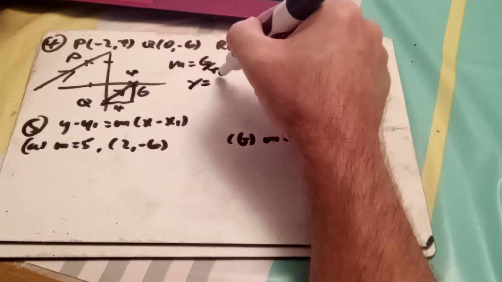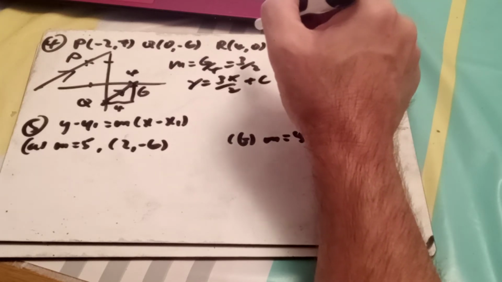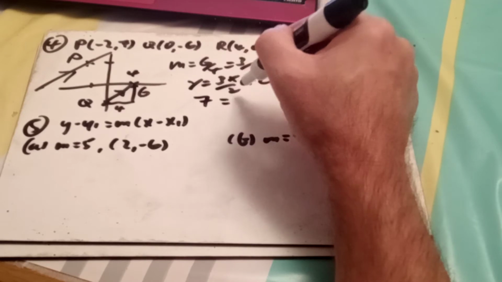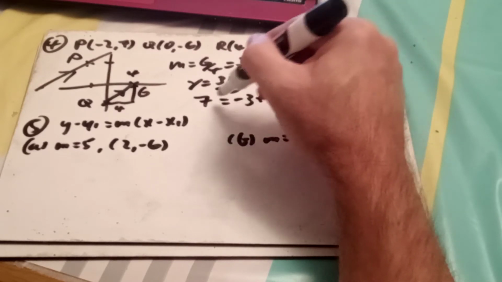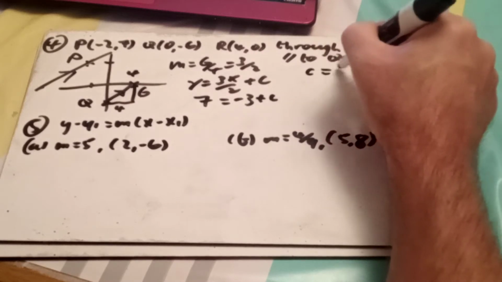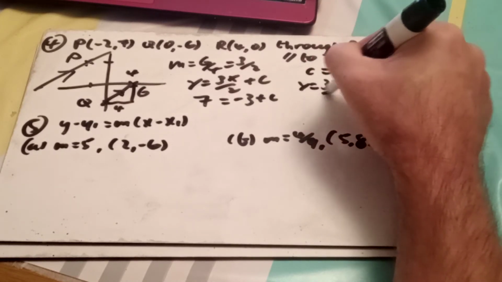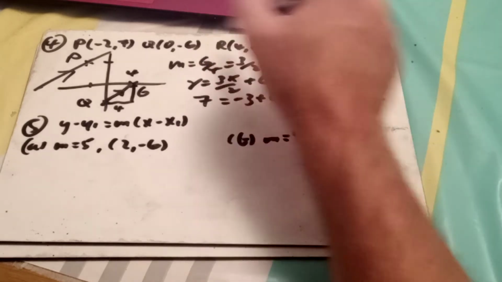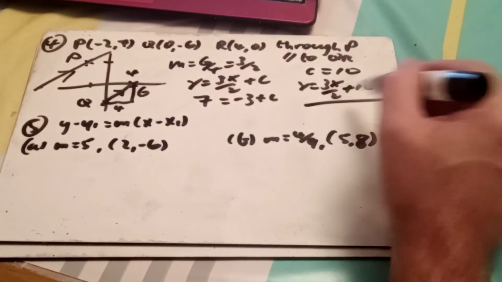So I can take m equals 6 over 4, 3 over 2. I can write y equals 3x over 2 plus c, and I can use the point P. So y equals 7, and then minus 6 over 2 is minus 3 plus c equals 7 plus 3 is 10. And say that y equals 3x over 2 plus 10. And that is parallel to this line, QR, and goes through the point P, and that's the equation that I'm after.